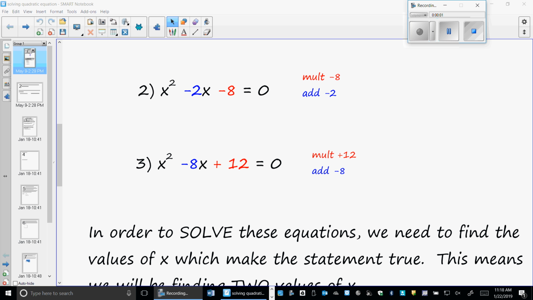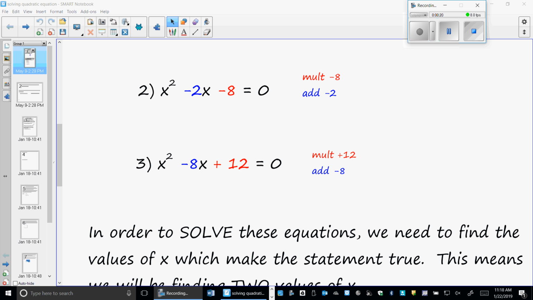Alright, so recap from yesterday, especially because we didn't record this, did we? No. Alright, so remember, if we're trying to solve a quadratic, what do we have to make sure that it's equal to? Zero. So if it's not equal to 0, you have to rearrange it to start with.